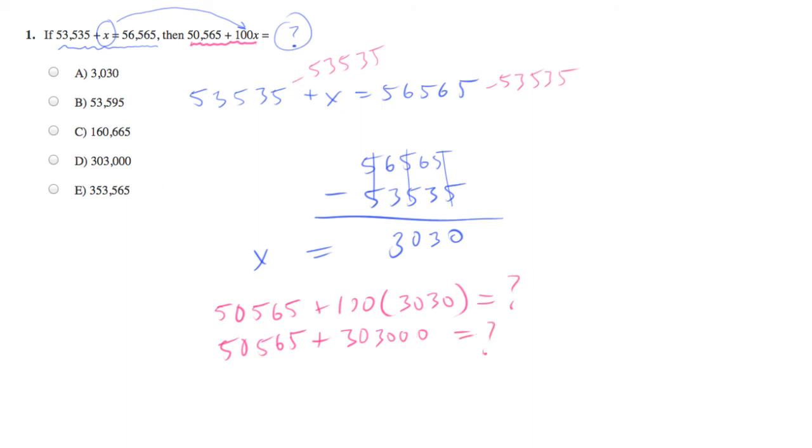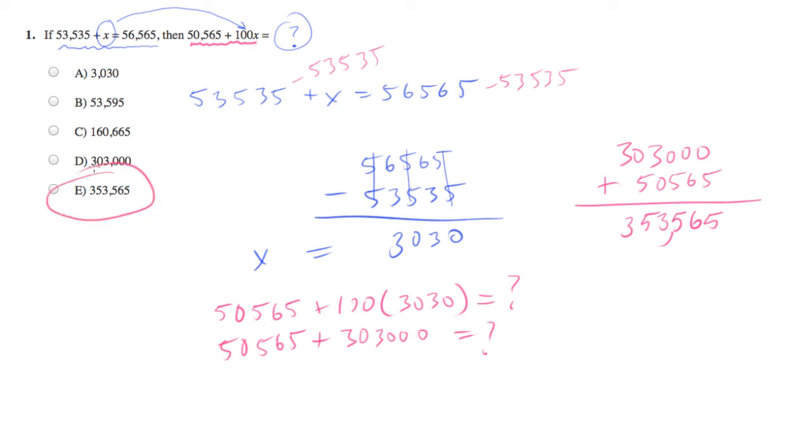And again, I'm going to line this up so I can do the arithmetic manually. 303,000 and 50,565. And if you've lined this up correctly, again, the SAT makes it fairly easy to add up, mostly zeros here. We end up with 353,565, which is answer choice E.